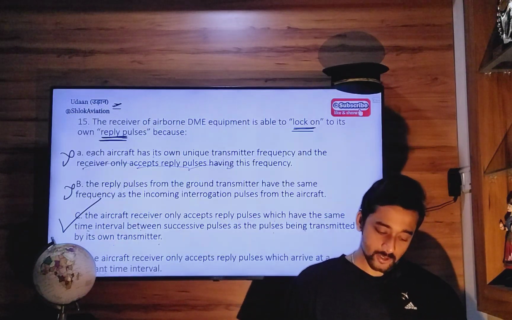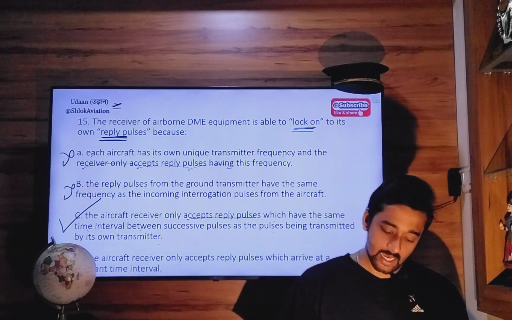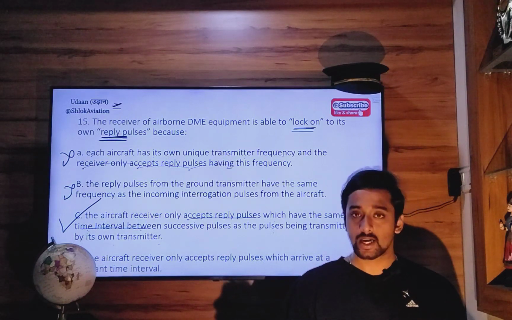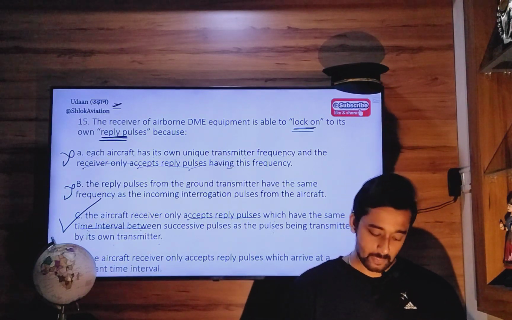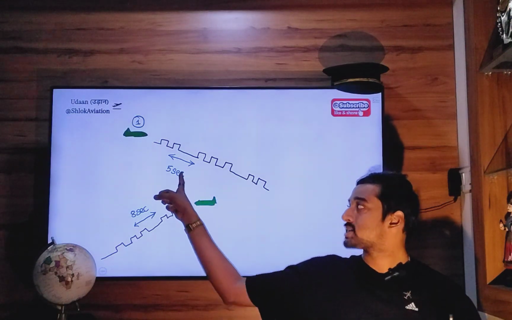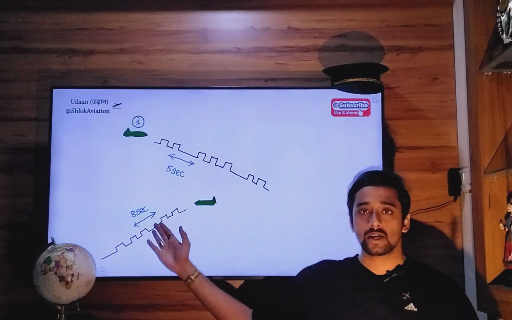So the correct option is option C. The aircraft receiver accepts reply pulses which have the same time interval between consecutive pulses as the pulses being transmitted by its own transmitter. So it will accept only those reply pulses which are also set at this time interval. It will reject those pulse pairs which are at a different time interval.